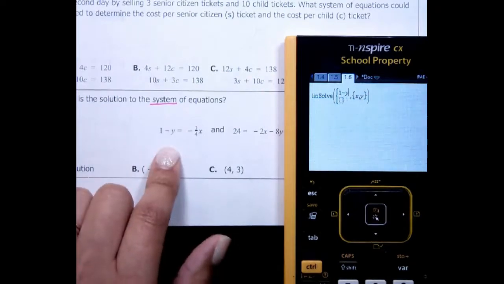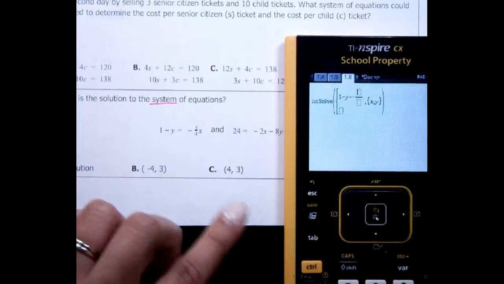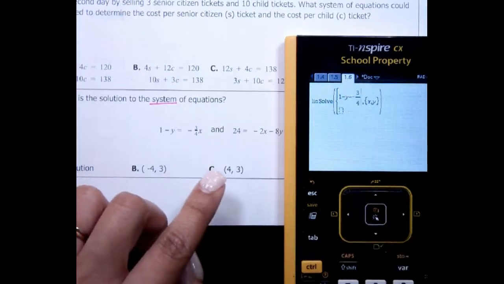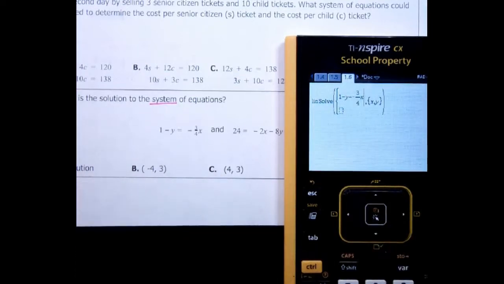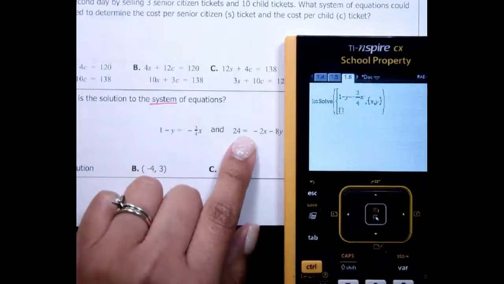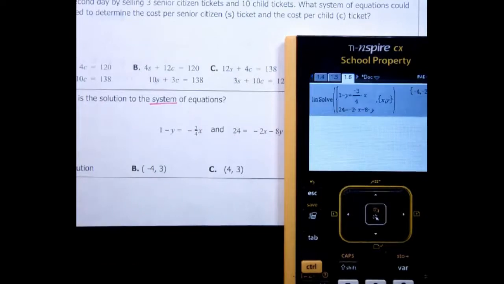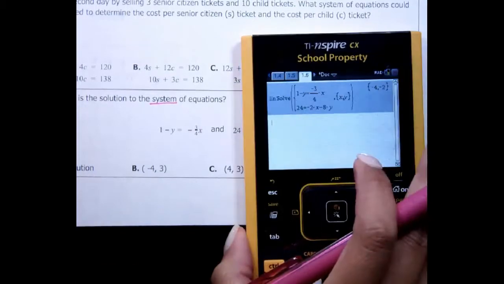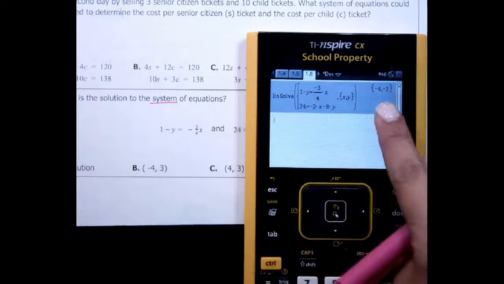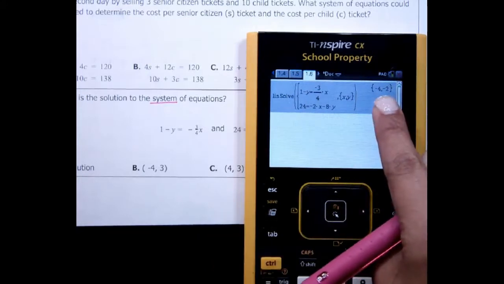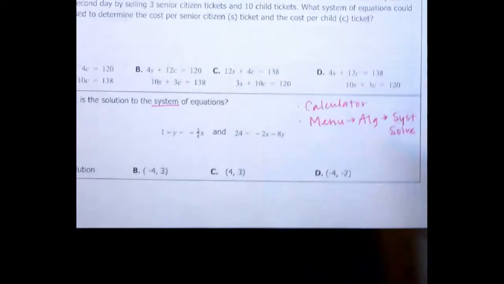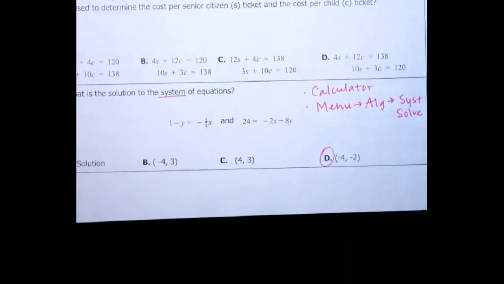So 1 minus y equals -3/4x. Make sure you're typing it in exactly the way it is on your paper. Don't hit enter. Hit the down arrow to type in the next equation. 24 equals -2x minus 8y. Hit enter, and the calculator is going to do all the work for me. This is the solution. So all I have to do is figure out which answer choice shows -4, -2, and that's D. So those were the 3 that could be done in the calculator.